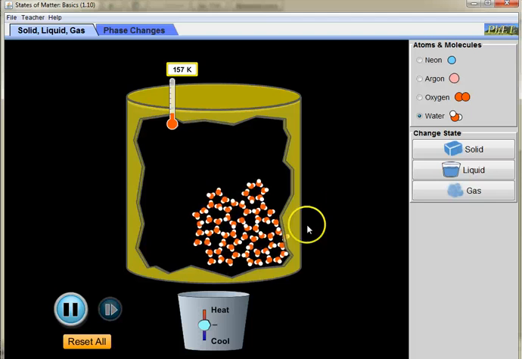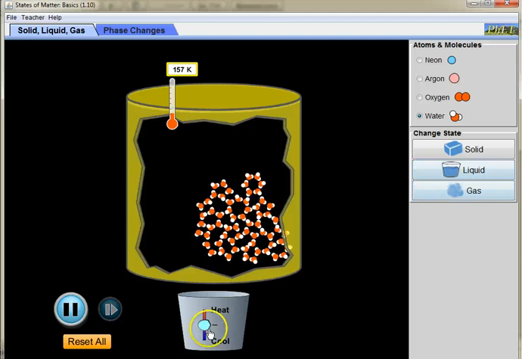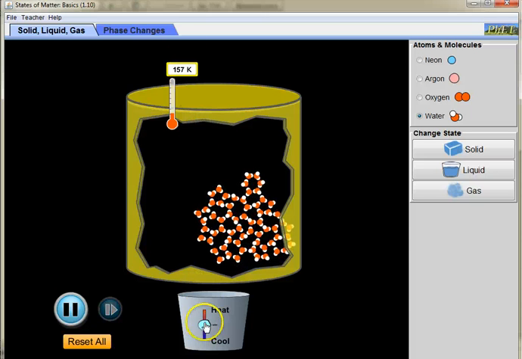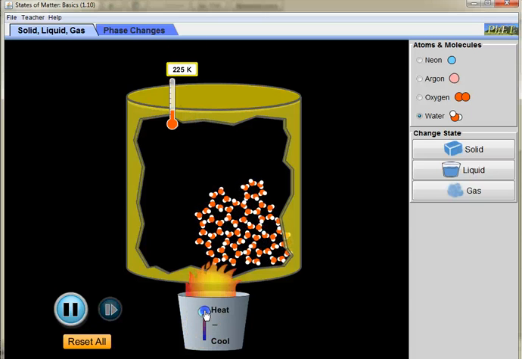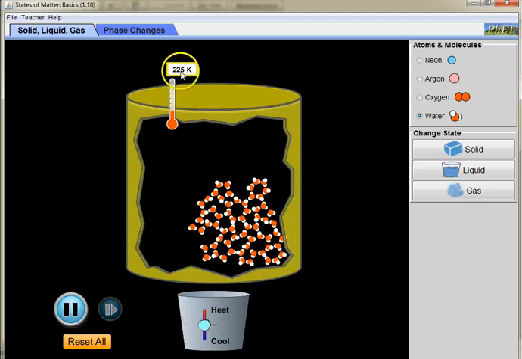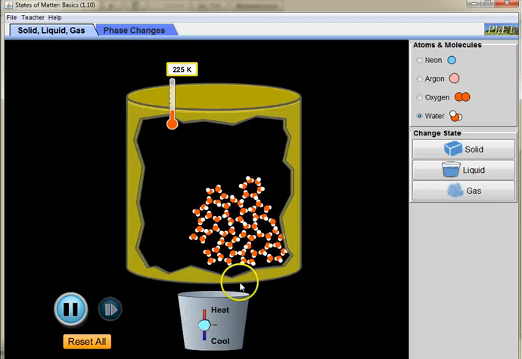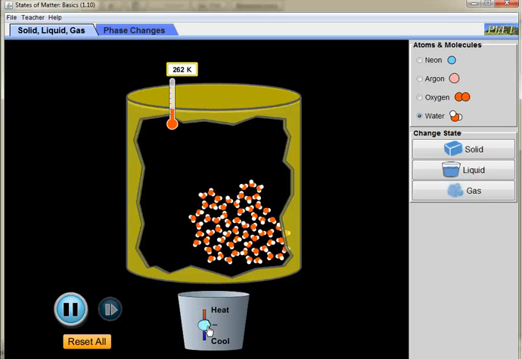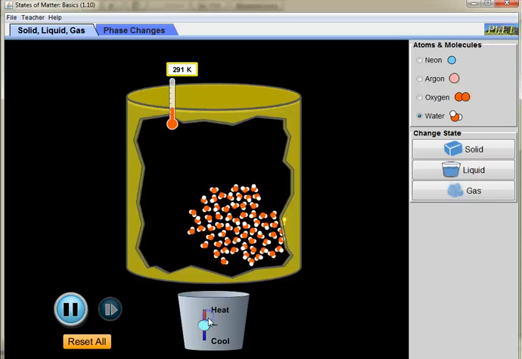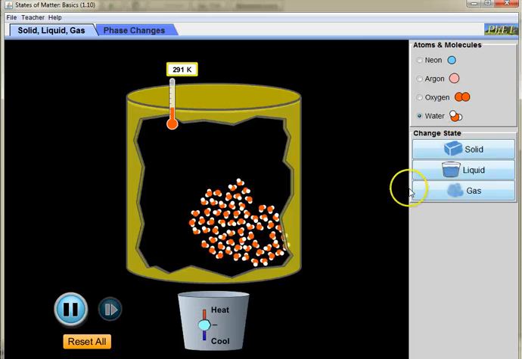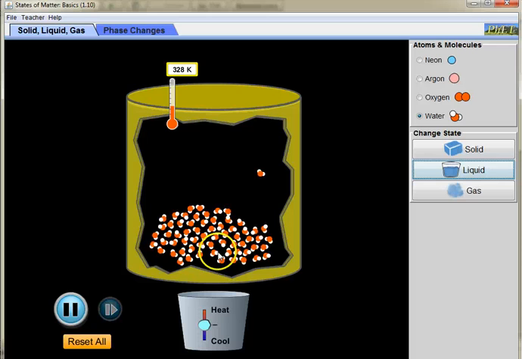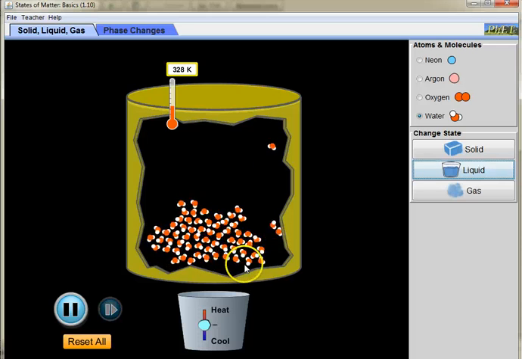Let's change it to liquid phase. Again, you can do that by simply changing the temperature. If you heat it, you'll see the rise in temperature. You can also see that the motion of the particles increases. So you can achieve the same results. You can see that it is almost at the liquid. When you heat it even more, it changes to liquid.